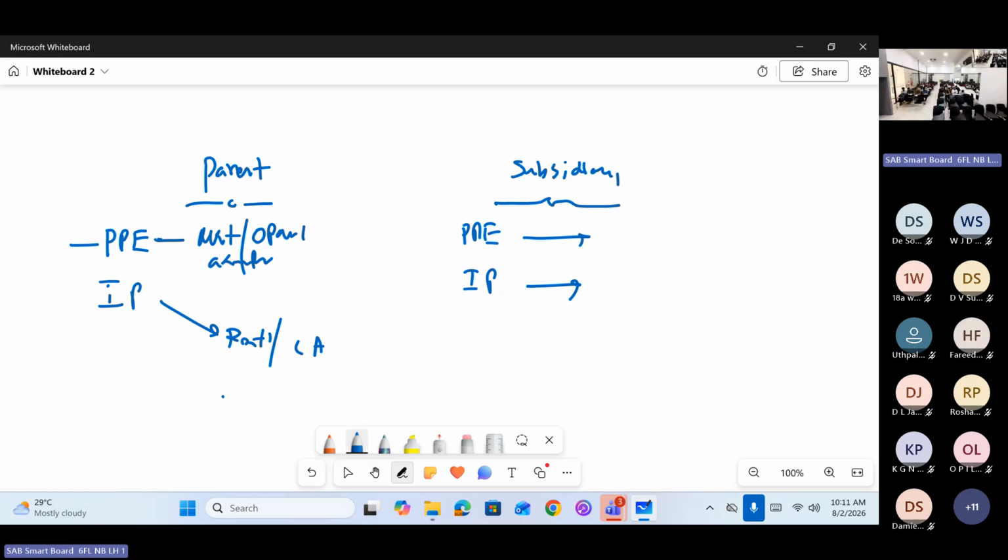So once you come to consolidation, the parent entity rented out, and you may have two parties. What are they?